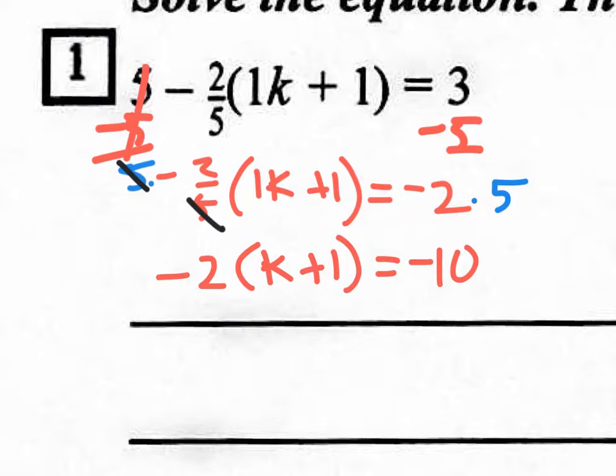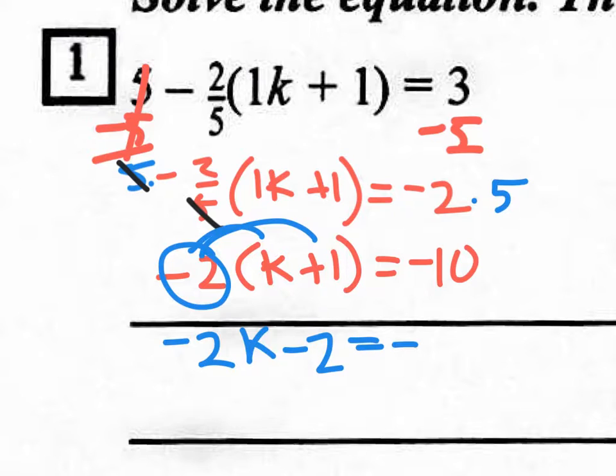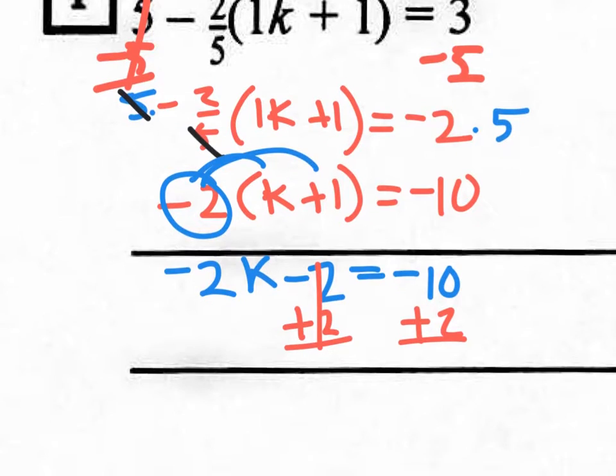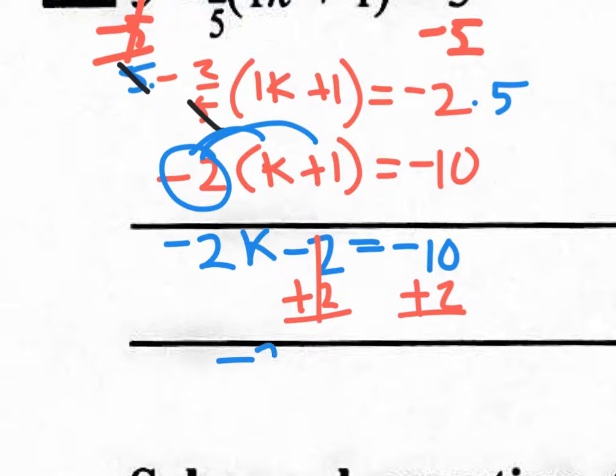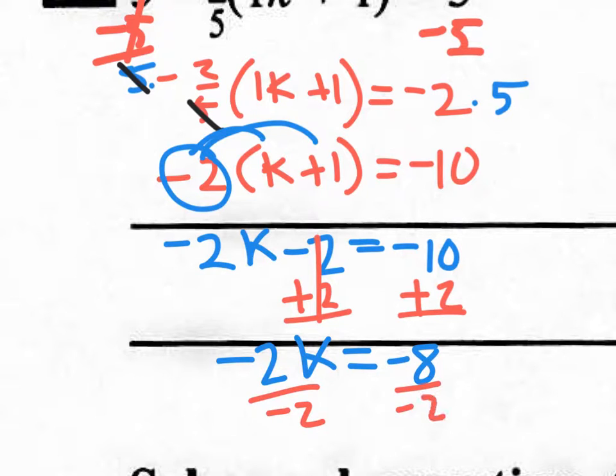Okay, now at this point, I am going to simplify the left side by distributing negative 2. Negative 2 times k is negative 2k. Negative 2 times 1 is negative 2, equals the negative 10. I just bring that down. So I almost have it by itself. I go plus 2, cancels, plus 2. I have a new equation that says negative 2k equals negative 8. And of course, final step would be to divide by negative 2. Divide by negative 2. K equals positive 4.